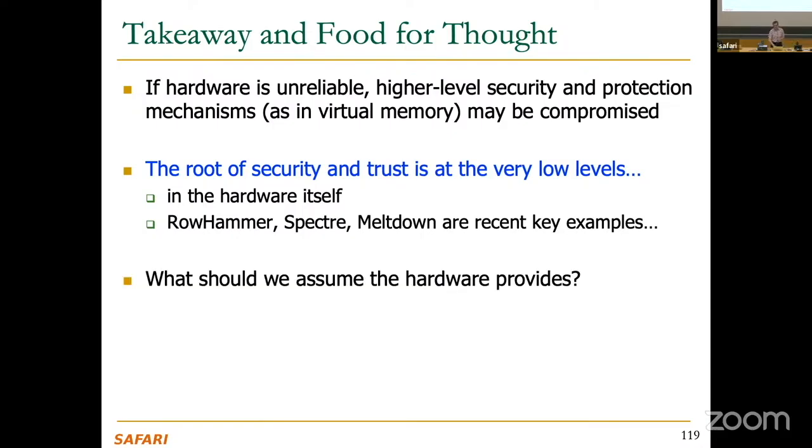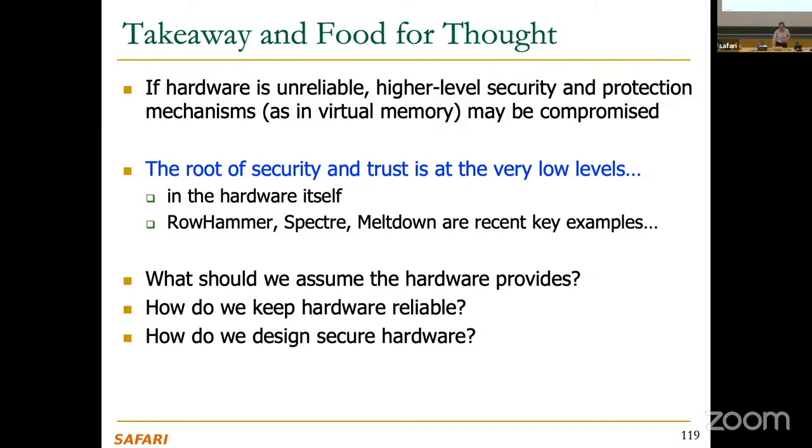So then the question becomes, what should we assume the hardware provides, right? How do we keep the hardware reliable? Should we assume hardware is completely unreliable and build mechanisms of trusted execution on top of it? That's another approach. This is possible, but it comes at very high costs. It comes at checking, for example. Every time you access a page, you check whether integrity is compromised or not. And that's expensive, basically. And for that, you need some hardware support also.